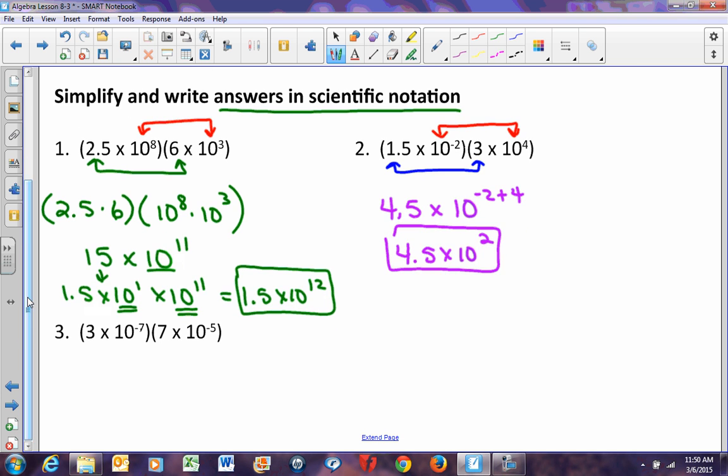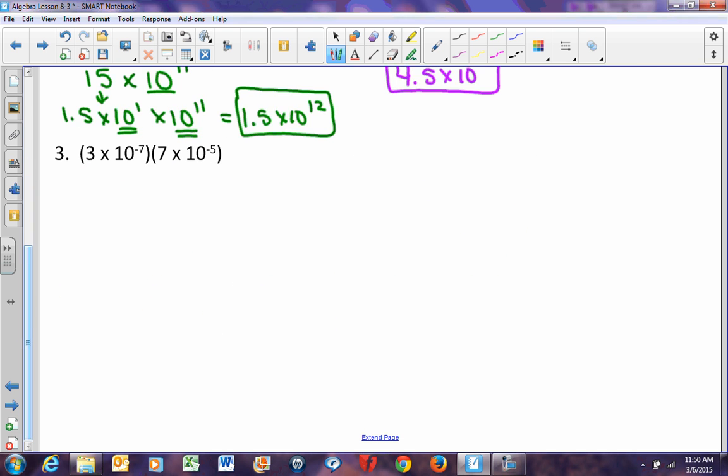And our last problem here. 3 times 10 to the negative 7th times 7 times 10 to the negative 5th. Again, equate constant terms, so 3 times 7. Equate powers of 10, 10 to the negative 7th times 10 to the negative 5th. So 3 times 7 is 21, times 10 to the negative 7 plus negative 5 is negative 12.